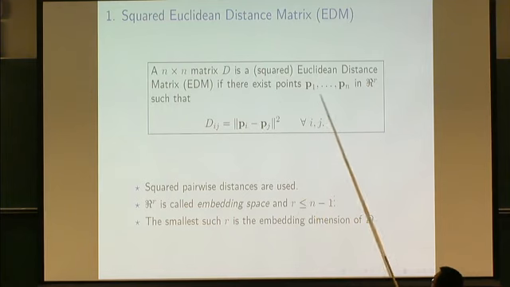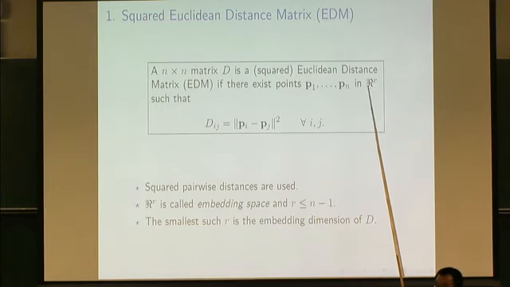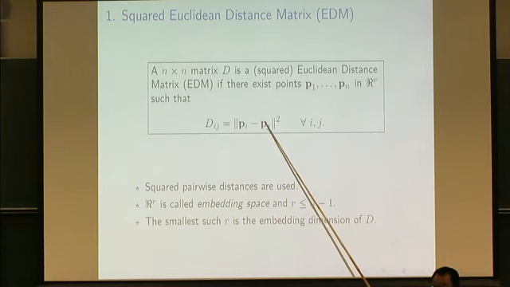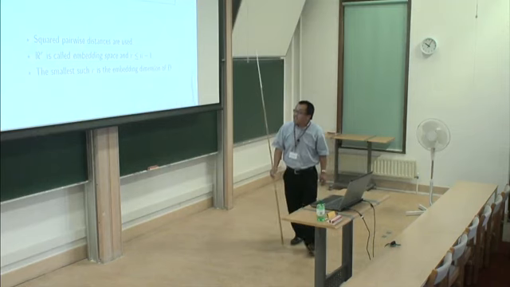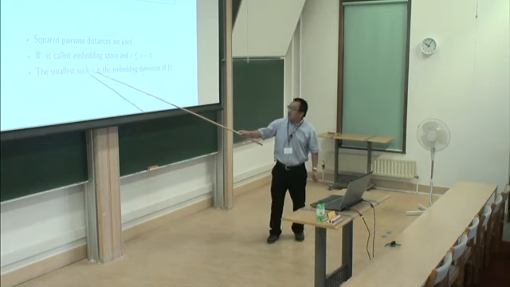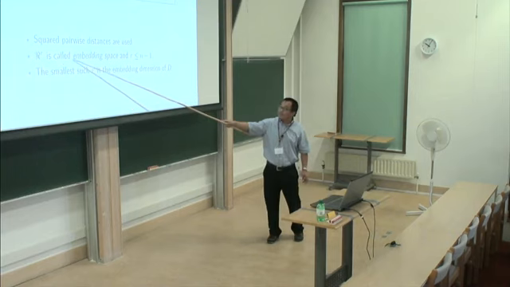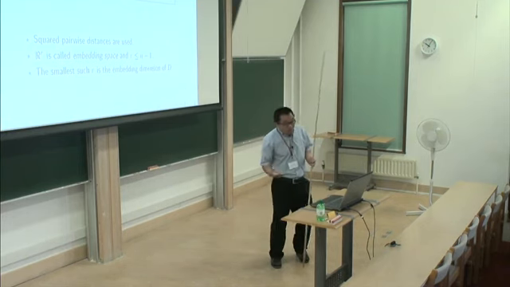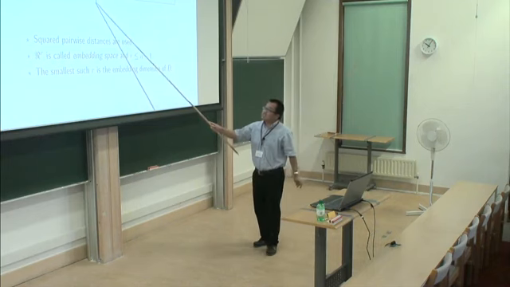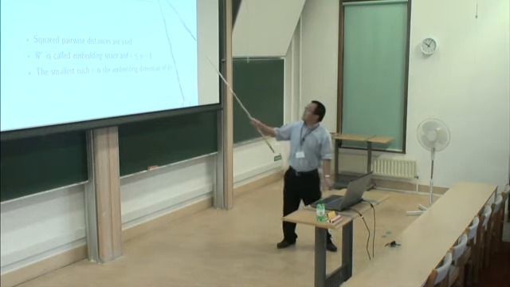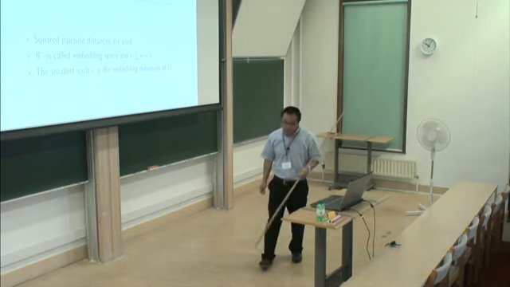If you can find points in a Euclidean space so that every element is the distance between two points squared, so the distance is a squared distance, and we will see shortly why I use a squared distance. People are interested in how you can get this embedding space. The smallest such space is called the embedding space. In real applications, you know the distances, and you want to find the Euclidean space and also those points.